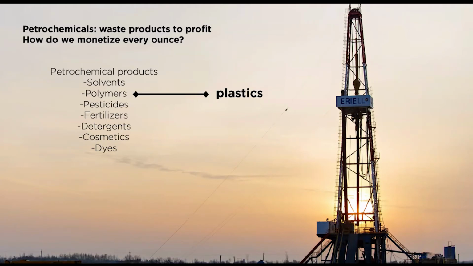And petrochemicals became a huge market as the fossil fuel industry started to look at how they could profit from the waste products of oil extraction for energy. There's all sorts of different types of molecules that come out of the ground when you're pumping for or drilling for oil or fracking natural gas. And so essentially they're capitalizing on all of that material and using it to make all sorts of different products, from solvents to pesticides, fertilizers, detergents, cosmetics, dyes, and of course plastics.